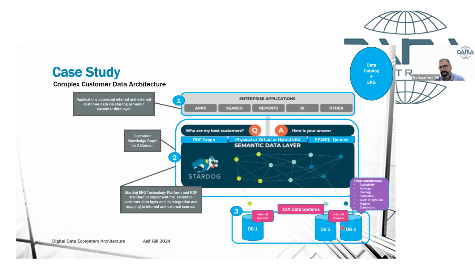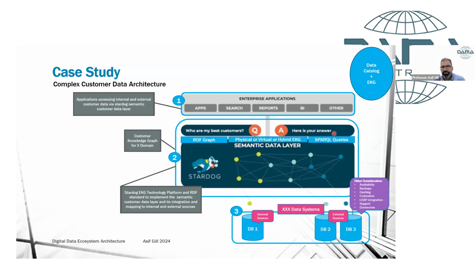So we link and map those sources around here using the knowledge graph, using Stardog technology. And we use RDF-star graph, which is an RDF graph plus a property graph mix. That's what I call RDF-plus or RDF-star graph. And we actually have some physical data brought in from here, and some data we virtualize. So we use a hybrid approach.